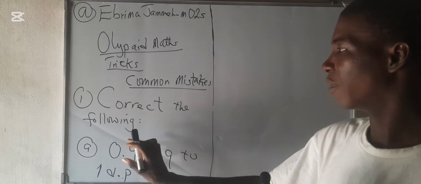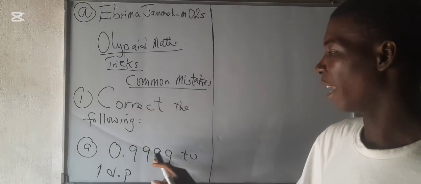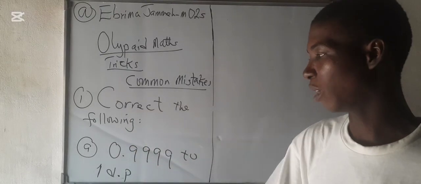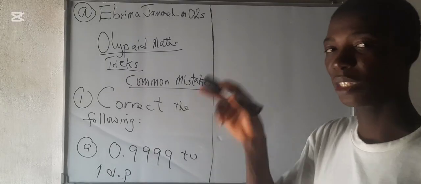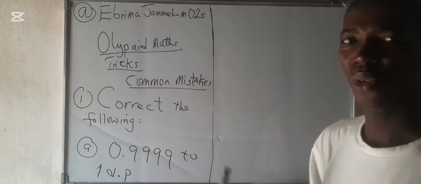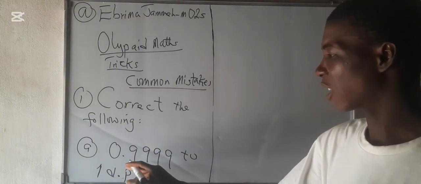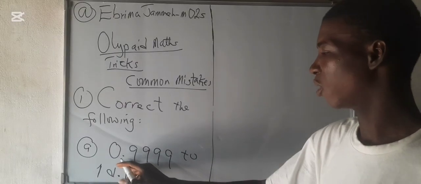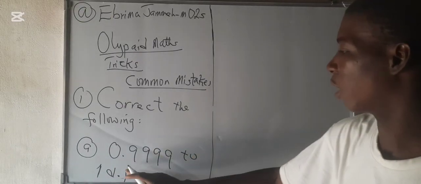suppose we are asked to correct the following: 0.9999 to 1 decimal place. When you see DP, it means decimal places. When you see SF, it means significant figures. So this is decimal places. Now, you know what some learners or students will normally do? If you are asked to correct this, they ask, to how many decimal places? This is 1 decimal place.